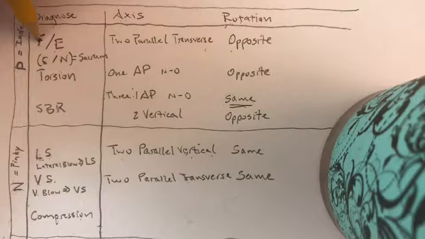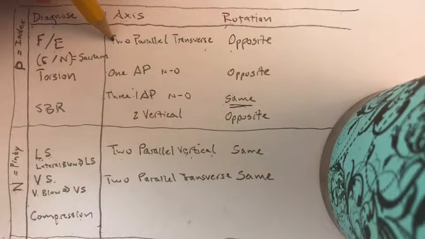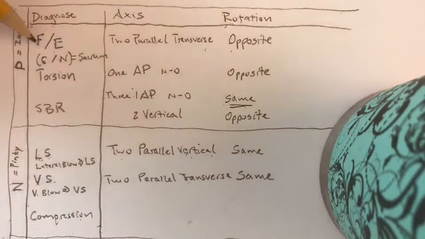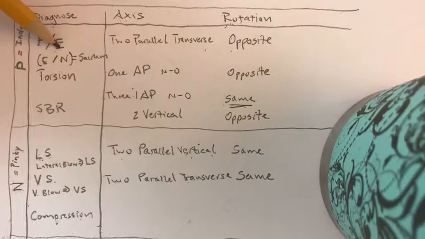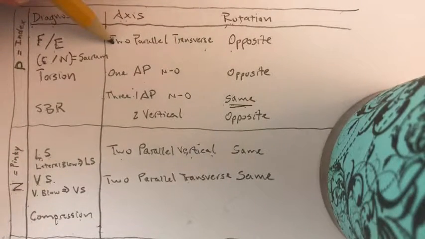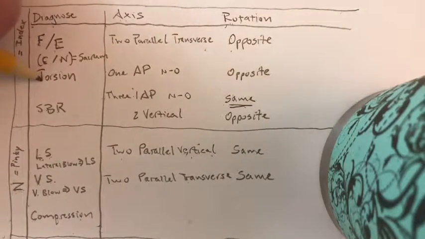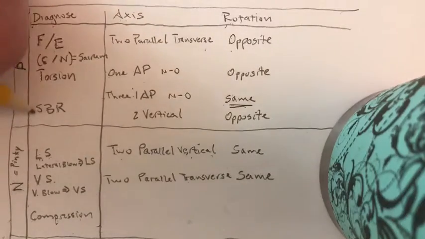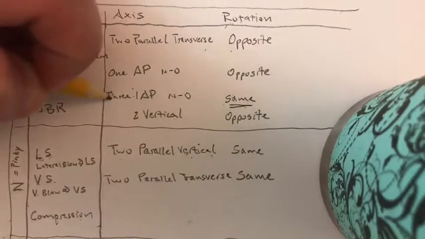A thing to point out is that the number of words is equal to the number of axes that you'll have. So for example, a flexion extension will have 2 axes. Torsion will have 1 axis. Side bending rotation would have 3 axes.